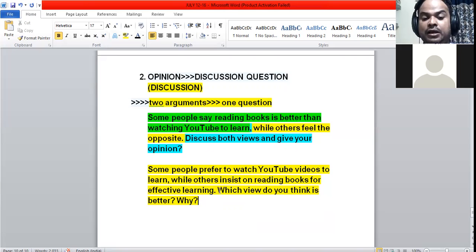When you look at the last part of the question, mostly people think that this is an opinion question. Definitely, it's an opinion question. But when you give the opinion, simultaneously you need to discuss both views because there are two arguments there. Some people prefer to watch YouTube videos, others insist on reading books for effective learning. So two arguments are there. Whenever you see two arguments, it is your responsibility to discuss these two arguments. You cannot just state that YouTube videos are the best and say I am going to talk only about YouTube videos.